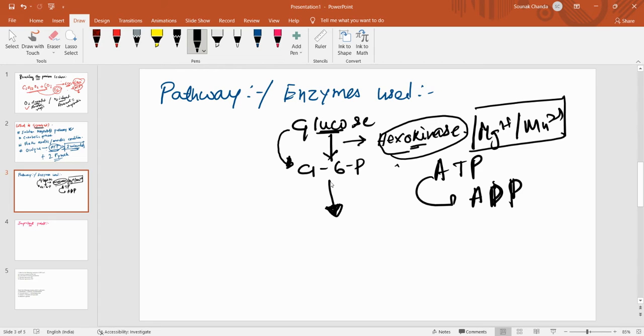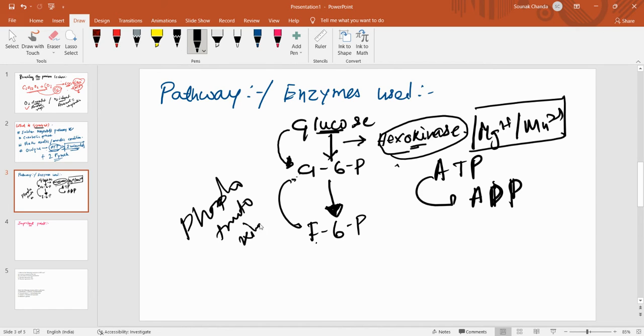Next, this glucose 6 phosphate will convert to fructose 6 phosphate. Glucose and fructose are isomers of each other. Then what will be the name of the enzyme? That is phosphofructo isomerase. So first is glucose to glucose 6 phosphate, next glucose 6 phosphate to fructose 6 phosphate.